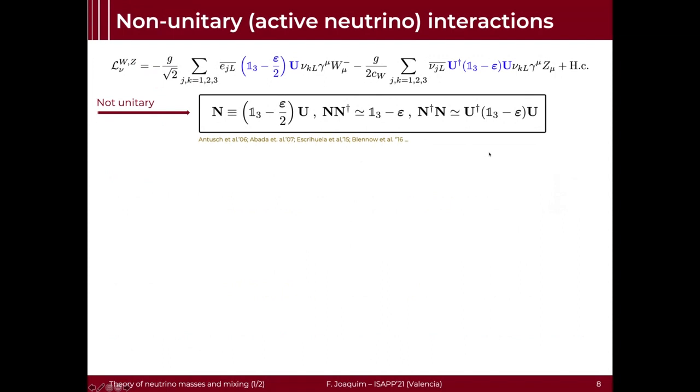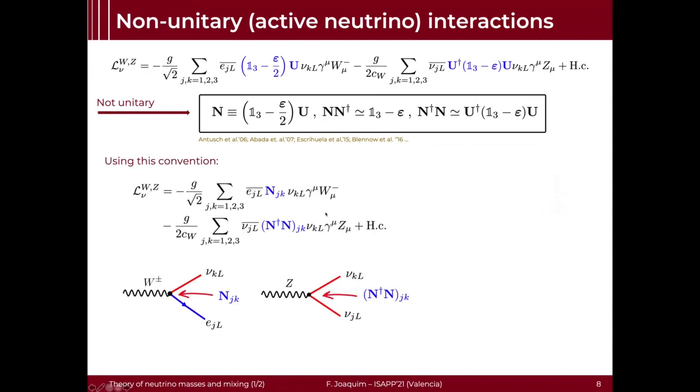Now if you rewrite the charged and neutral current interactions, you have this. The interactions with the W are controlled by this matrix N, which is just this one. Obviously, if epsilon goes to 0, this is unitary. And the interactions with the Z boson are given by this combination N†N. Again, if epsilon goes to 0, this goes to 1, and we recover the standard model situation.